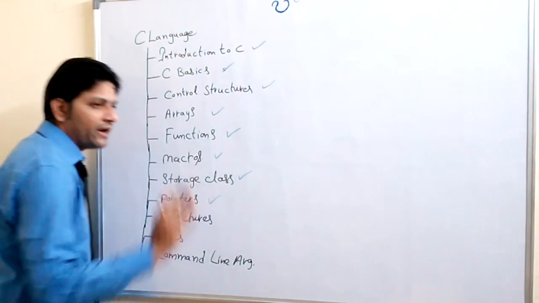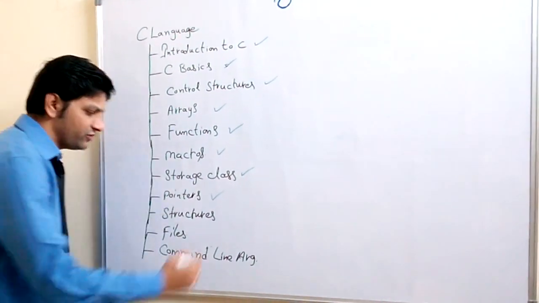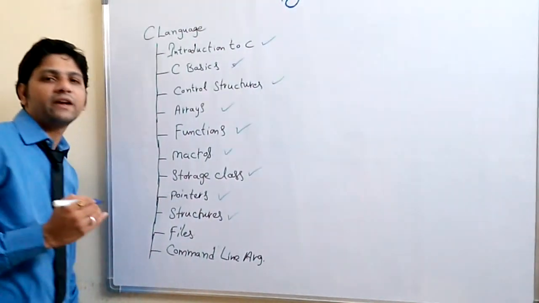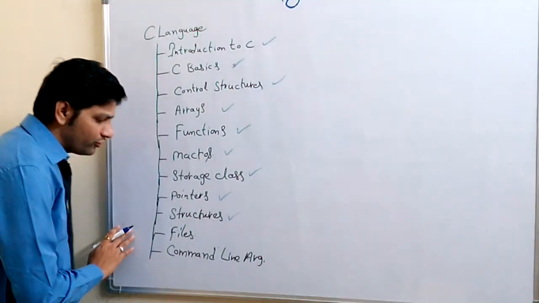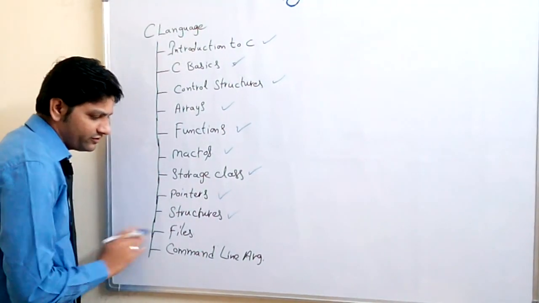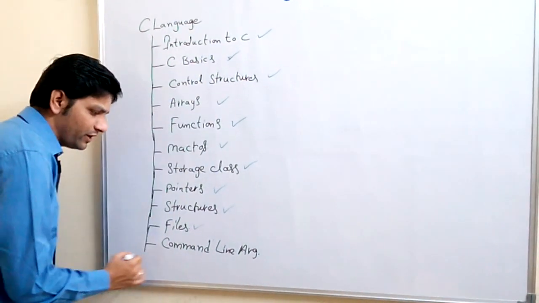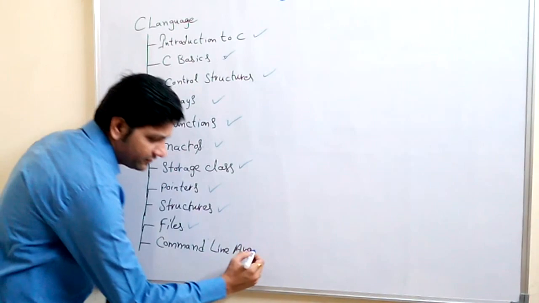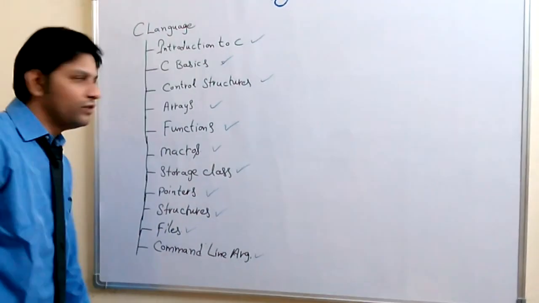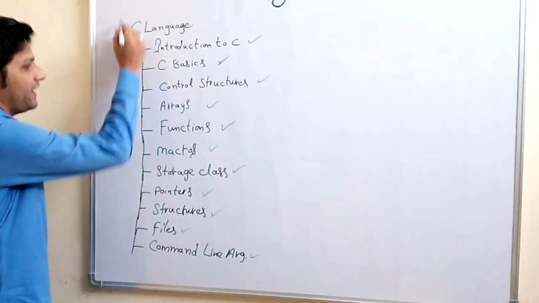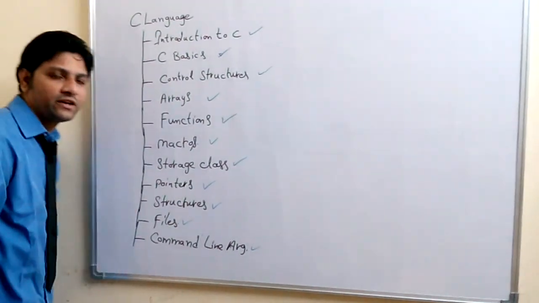After that we will understand structures, enumerations and unions, like derived data types, followed by the files concept. What is a file, how to go for files and interact with files, and finally we are going to understand command line arguments in C language. So this is the entire syllabus. We will start with the introduction to C language.